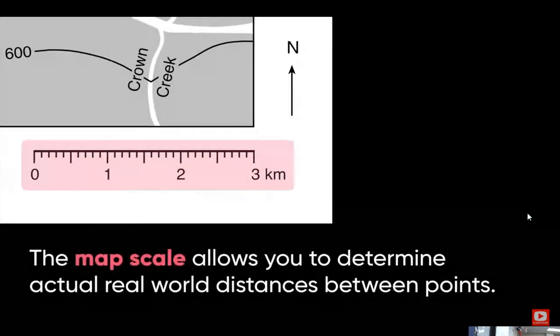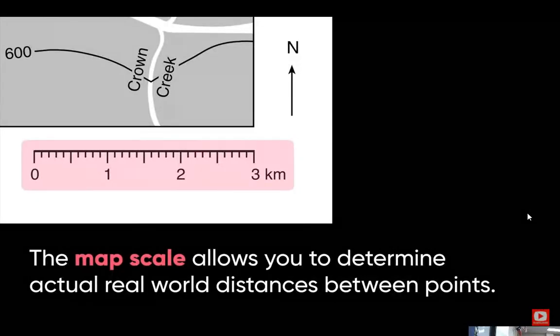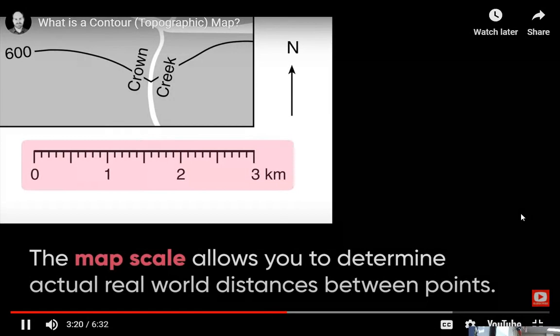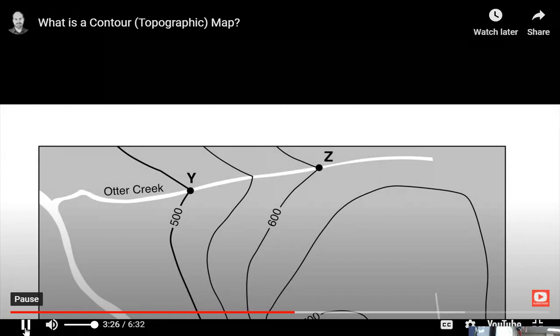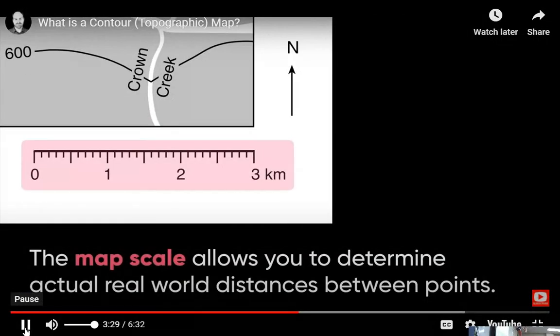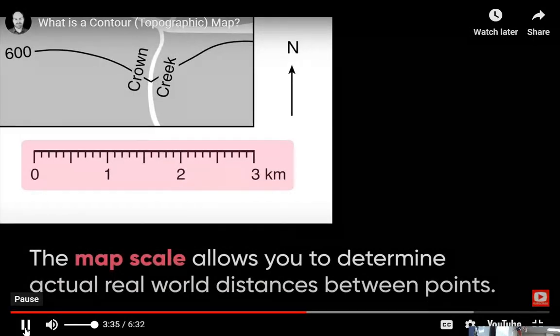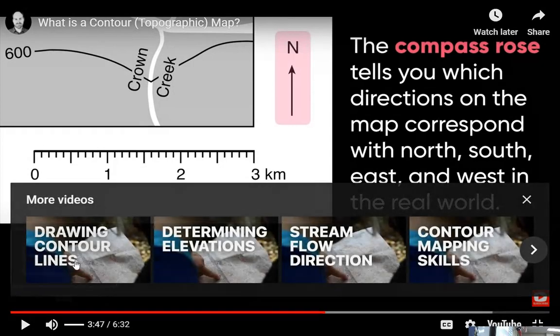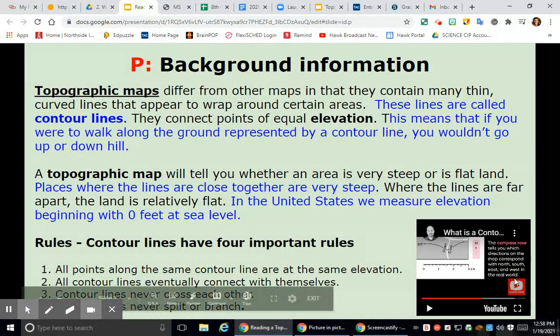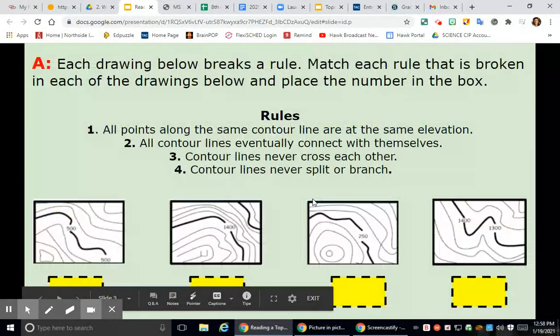Let's look at some other map features. Most maps are going to include a map scale, and this lets you determine the real-world distances between points as represented on the map. So for example, let's say I want to know how far apart points Y and Z were in the real world. I could use this map scale to figure out how many kilometers apart they are. A future video will take a look at how exactly we use a map scale. Finally, we'll notice that we also have a compass rose, and this is going to tell you the directions on the map and how they correspond with real-world north, south, east, and west. Okay, and I'm going to pause it there, and you can finish that video by clicking in your copy and watching that.